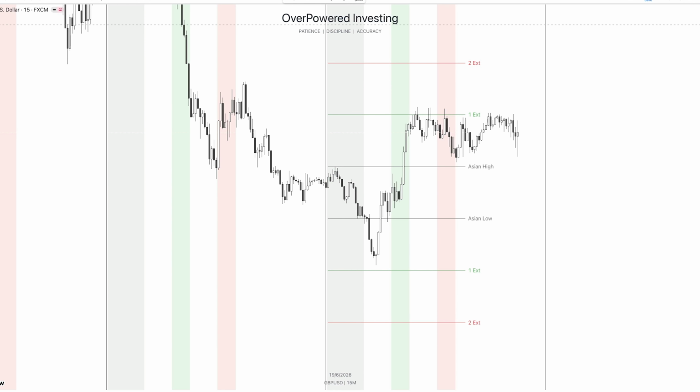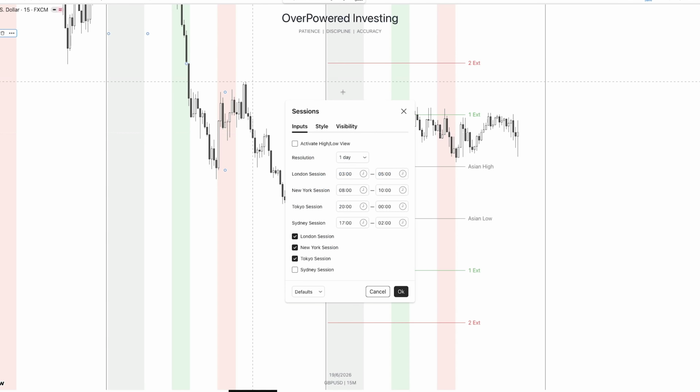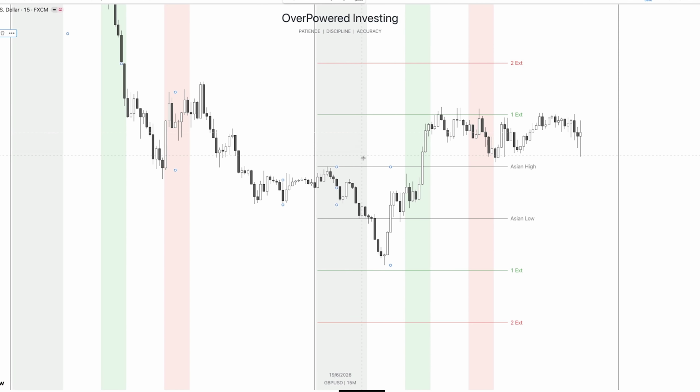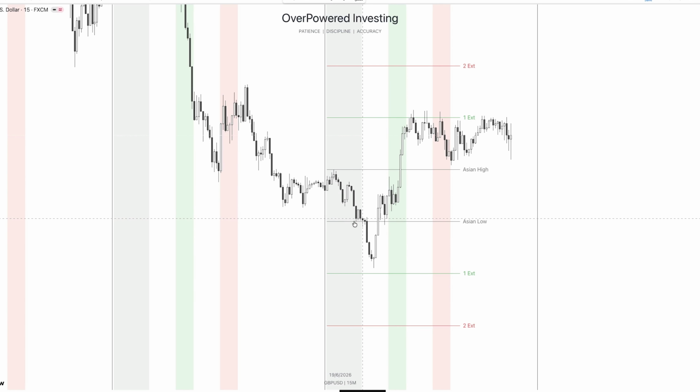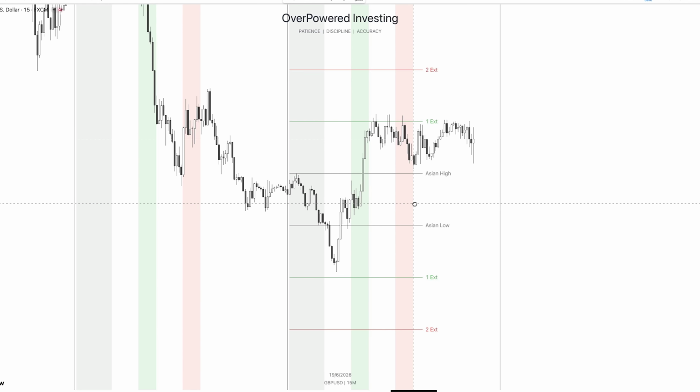For that, I use this indicator, which is called sessions, and the settings you can see over here. This vertical gray stripe represents the first 4 hours of the Tokyo session, the Asian session. So we draw the high and the low, and we want to trade the manipulation around this Asian range. It doesn't happen every day, but when it works, it is one of the best ways.